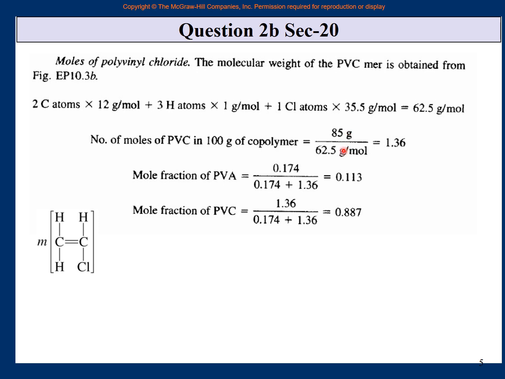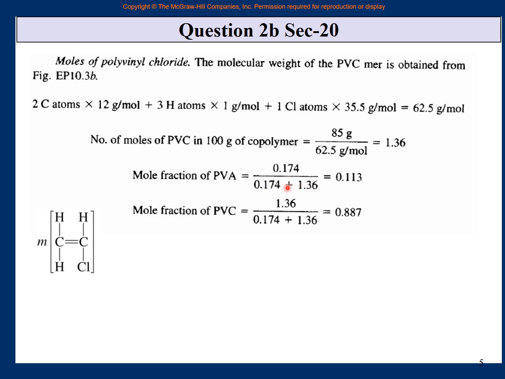Therefore 85 gram upon this. So if you just see, gram and gram cancel, this gives moles. So this is the number of moles, right? So the number of moles of PVC is 1.36. So the total number is 0.174 plus 1.36.